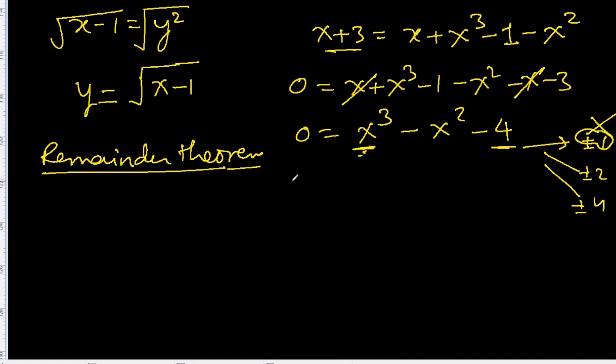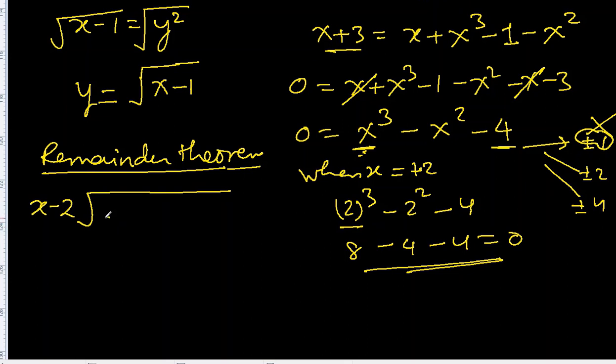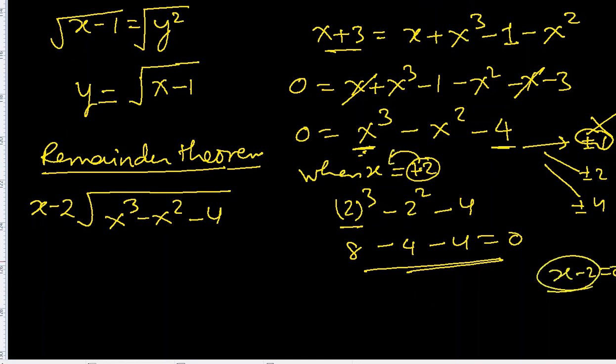So let me show you what I did. When x is plus 2, this becomes 2 cube minus 2 square minus 4. This is 8, this is 4, and this is 4. That becomes 0. That means x minus 2 is a factor of the given expression, x cube minus x square minus 4. Whenever plus 2 becomes a root, bring it to here, so it becomes x minus 2 equal to 0. That means x minus 2 becomes the factor, not x plus 2.